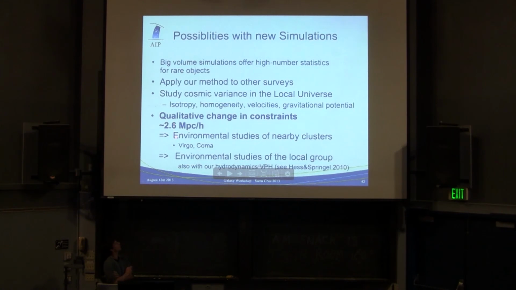And since this precision is really a qualitative step in constraint simulations, we can actually do environmental studies, especially of bigger objects, where 2.6 megaparsec is only a factor of 2 of the virial radius. For example, the Coma or the Virgo cluster, which lie in our volume.